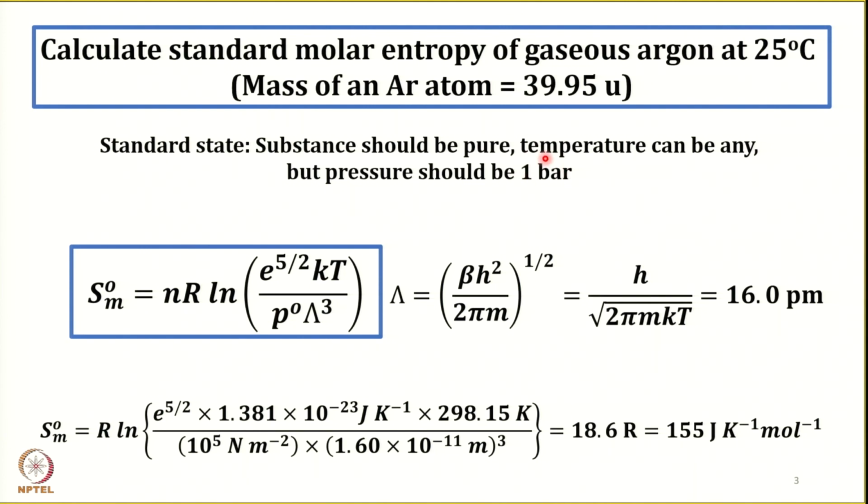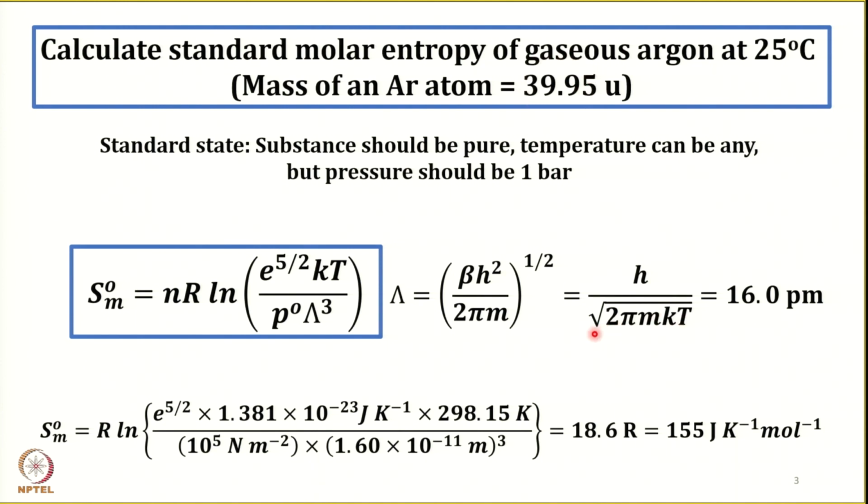That is what I was saying: when you attempt to solve a problem, first look at the problem statement and try to understand what information is given. Since they want us to calculate the standard molar entropy, automatically we set the pressure equal to 1 bar. In this formula of molar entropy, the temperature is given as 25 degrees centigrade, so on the absolute scale we write it as 298 Kelvin, or to be very precise, 298.15 Kelvin. P naught is given, and lambda is h over the square root of 2 pi m kT. Essentially you need the temperature and the molar mass, which is given as 39.95 grams per mole.